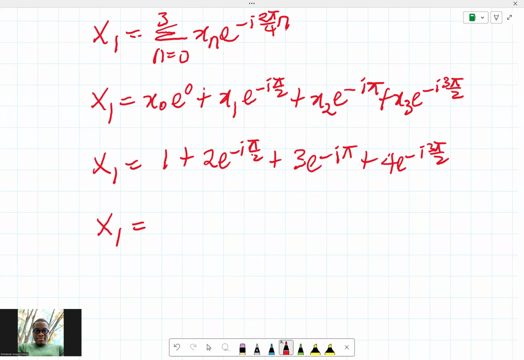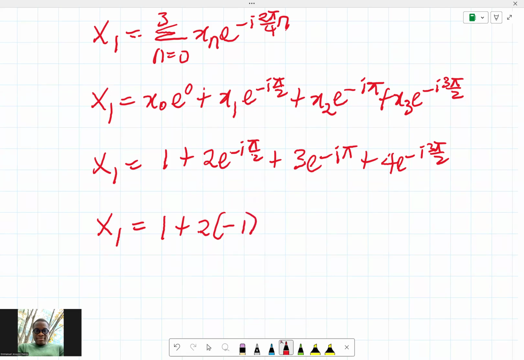So if we evaluate all of these things, x1 can be said to be 1 plus 2 into e raised power minus i pi over 2. If you do it in angular form, that's cos 90 minus i sine 90. Pi over 2 is 90. So cos 90, which is 0, minus sine 90, which is 1. So this will be 0 minus 1.